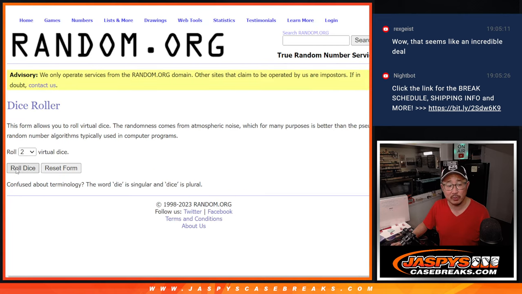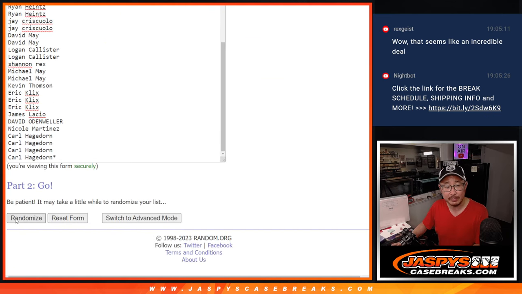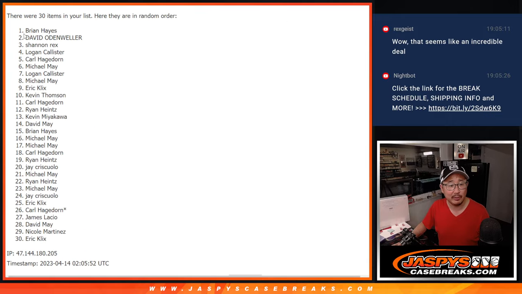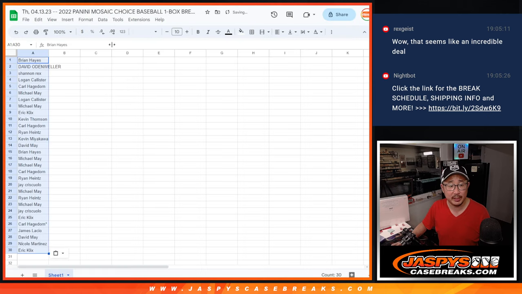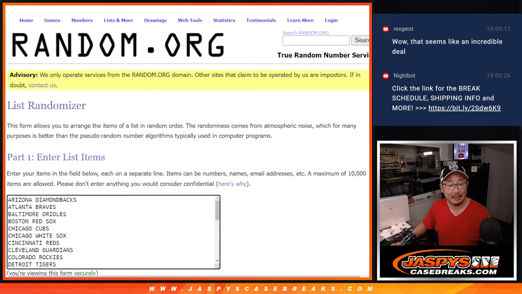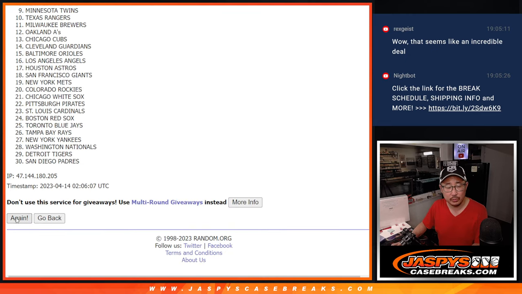Let's do the break first with the first dice roll. Five and a four, nine times for names and teams. One, two, three, four, five, six, seven, eight, and a nine. And of course, a different dice roll for the giveaway part. There could be some interesting things in this choice break, though. Nine, five and four, nine times for the teams. One, two.